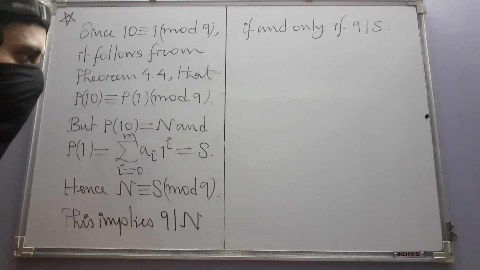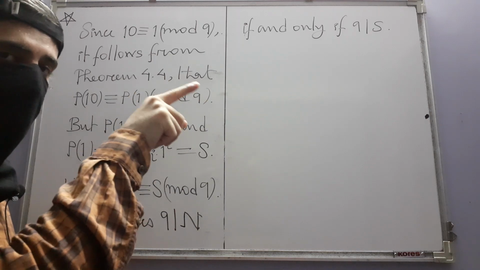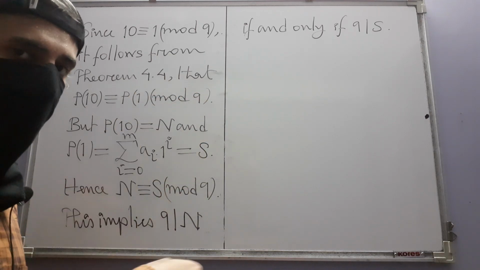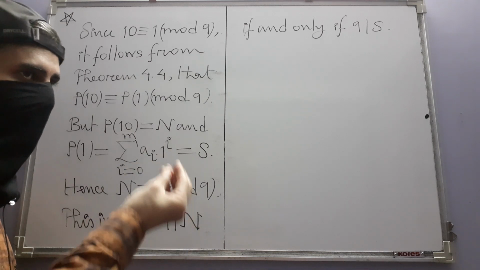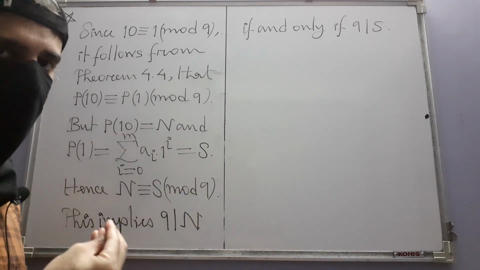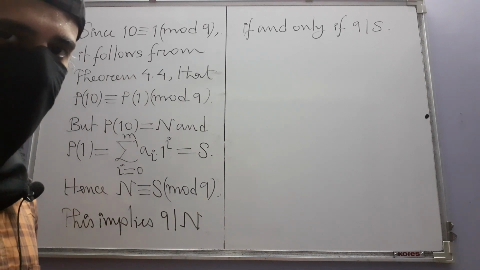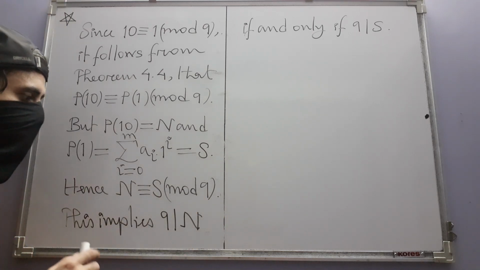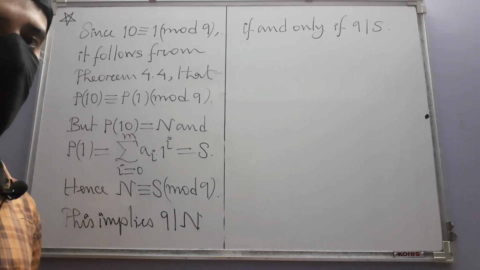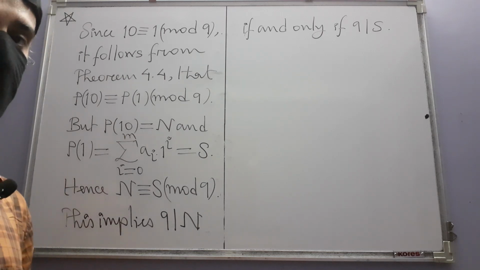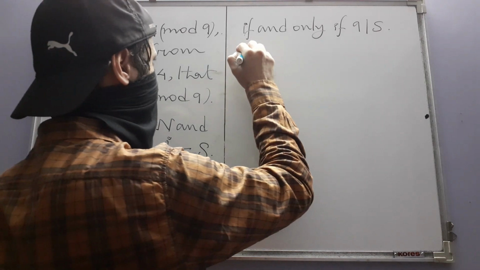So it's not that you have to work with that S itself. Taking that S as your new number, you can then apply this once more, as many times as you want, until you get a fairly small number for which you can directly check whether it is divisible by 9 or not. So that's divisibility by 9. Next, there is one more divisibility, by 11. So that is this next theorem.